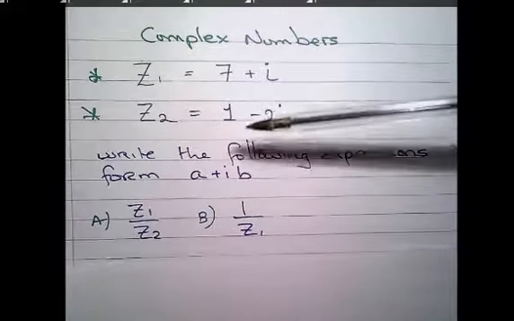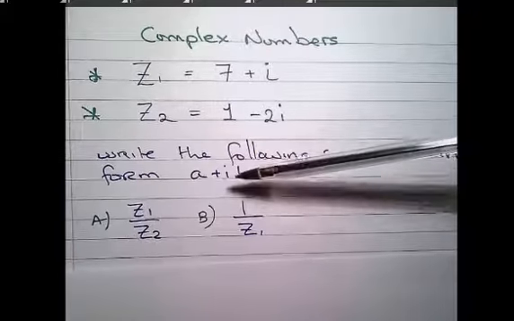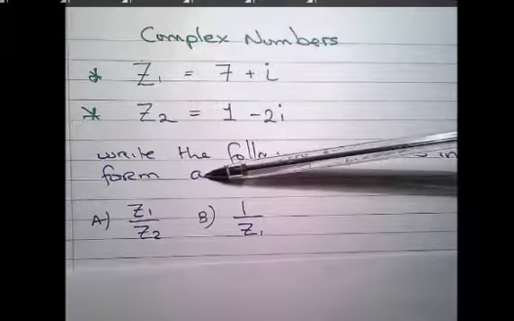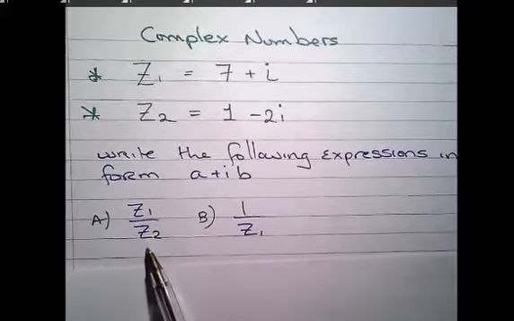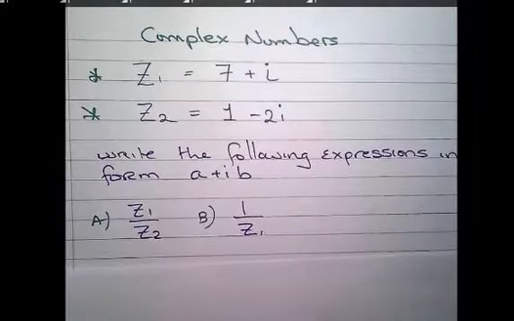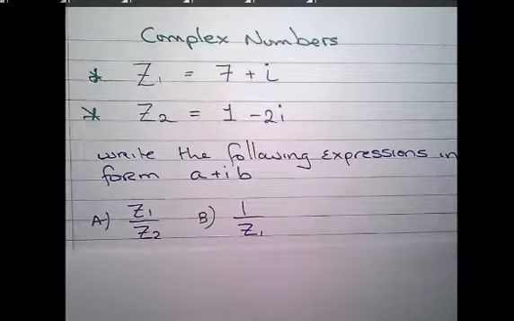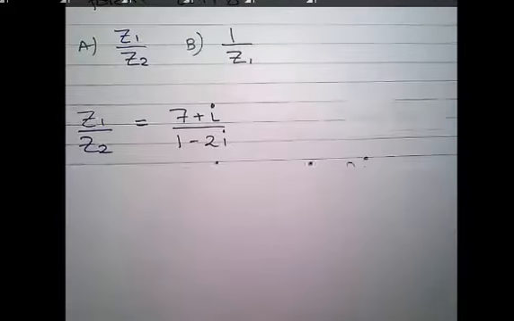Okay. So what we're asked to do is write the following expressions in the form a plus ib. A here is the real part, b stands for the imaginary part. So the two expressions are Z1 over Z2 and then 1 over Z1. Okay, so we'll just do them one by one. And this is the first one here.